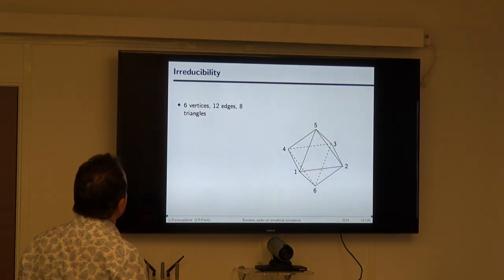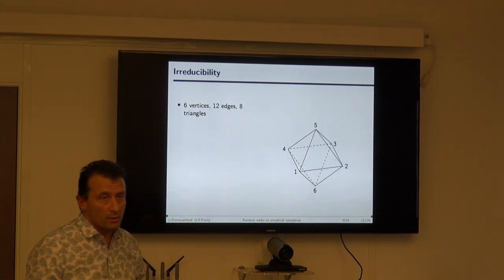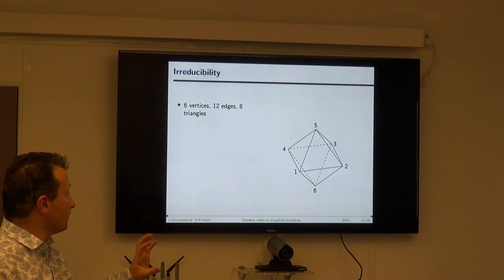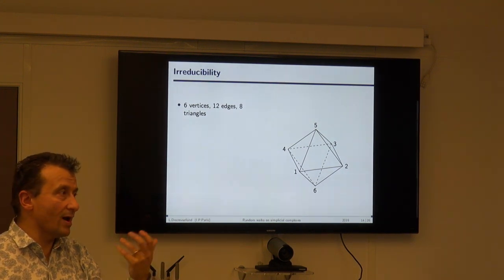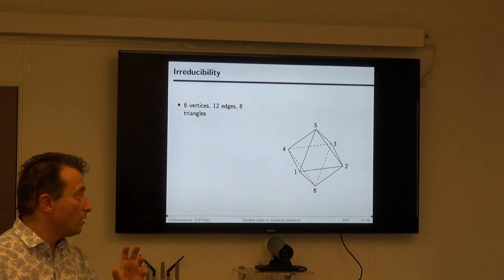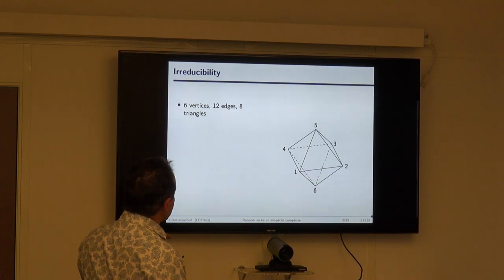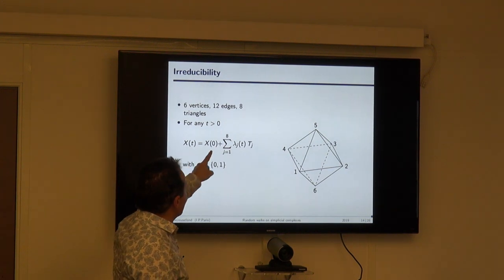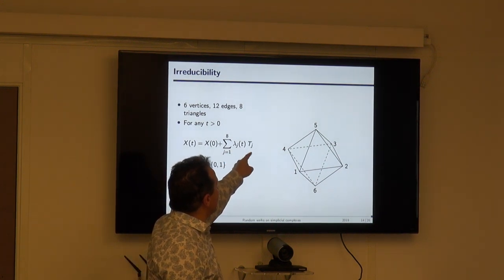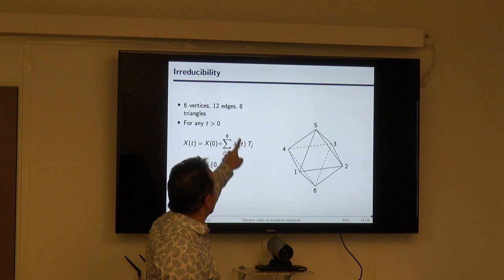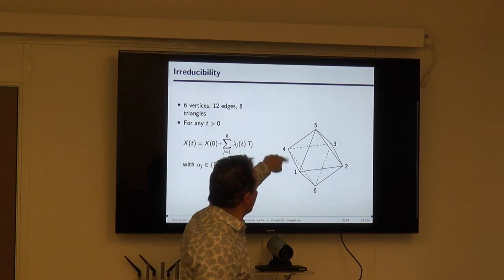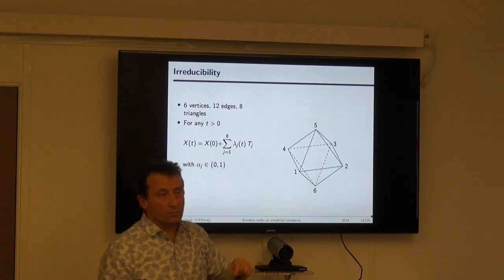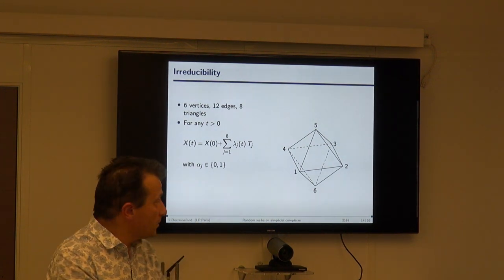So, what can we say about real irreducibility? Consider this octahedron. This is a very, very symmetric picture with a lot of isometries. The thing is that the isometries here don't mix well with the rest. So you have 6 vertices, 12 edges, 8 triangles. That means any path is the initial path plus Tj, the list of triangles, one of the 8 triangles. So what I can do is I can put 0 or 1 here, and all my paths can be written like this.